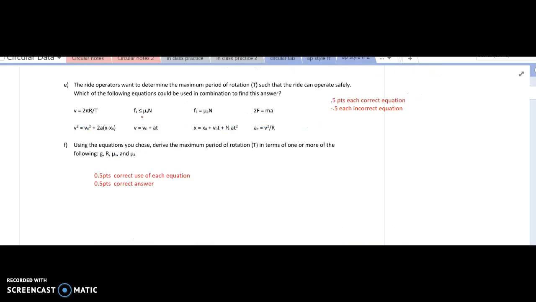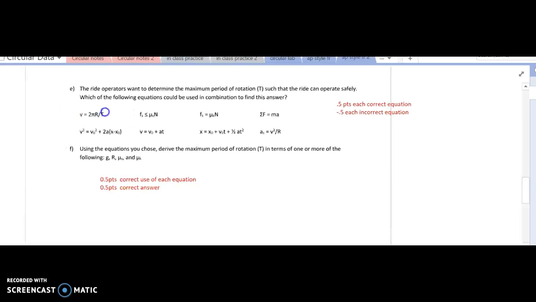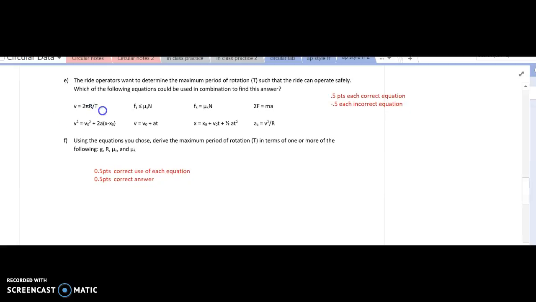Okay. In this equation, we need to find the maximum period such that the ride can operate safely. Okay. Maximum period, okay, it's going to take me the longest time, so essentially this is also the slowest velocity. You had to pick some equations. Well, if I'm trying to find period, I have to have an equation that has period in it. So this one has to be there.